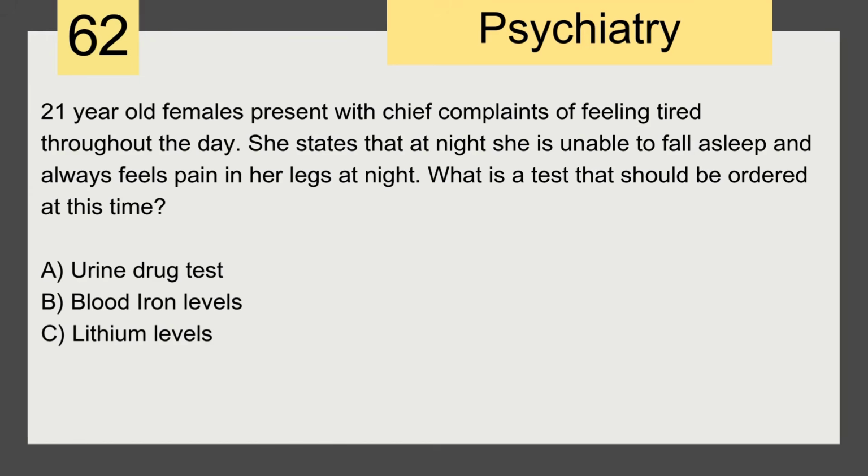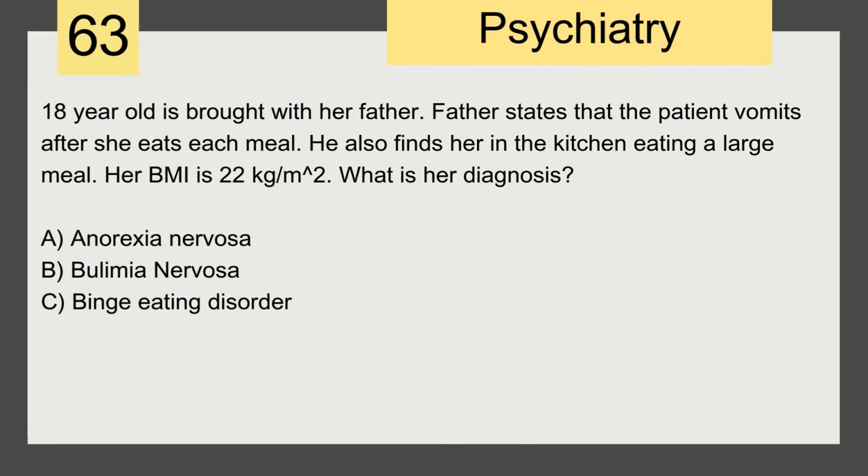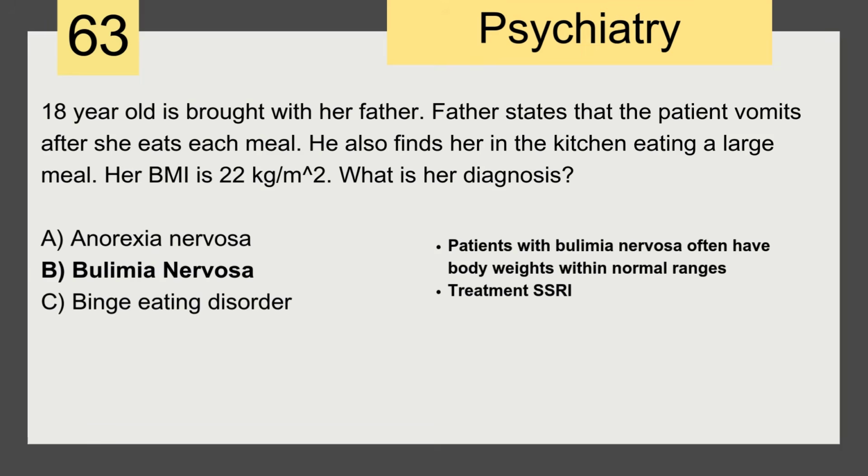Question 62. A 21-year-old female presents with chief complaints of feeling tired throughout the day. She also feels pain in her legs at night. This could be associated with restless leg syndrome, associated with iron deficiency, and that could explain why she's so tired. Question 63. An 18-year-old girl is brought in by her father. She vomits at each meal. She also has a normal BMI. Again, this is bulimia, where they have a normal BMI and they purge. And we treat with SSRIs.